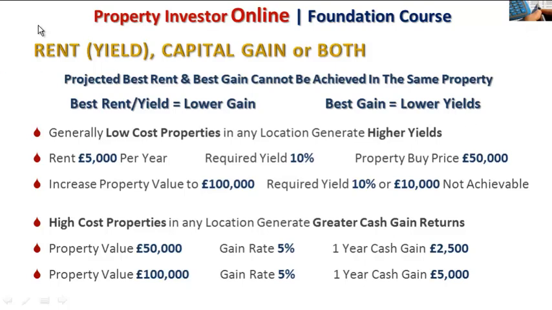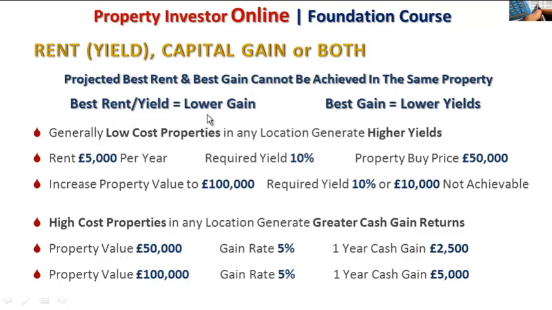Now, when you're deciding what to invest for, rent, which is cash in your bank each month, capital gain, which is cash in the bank on sale of the property, or a combination of both, you have a dilemma. Because projected best rents and best gain cannot be achieved in the same property, or the same neighborhood, or really the same location, for reasons that I will show you.